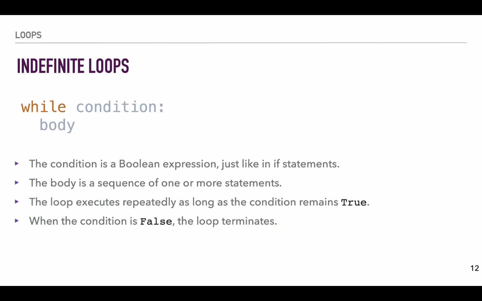Indefinite loops are those loops that execute for a number of times that we don't know yet. Maybe because the loop condition depends on a value that we are going to read from the user, or maybe we are looping over lines from a file and we don't know how many lines there are. So when the condition evaluates to false, this type of loop terminates.